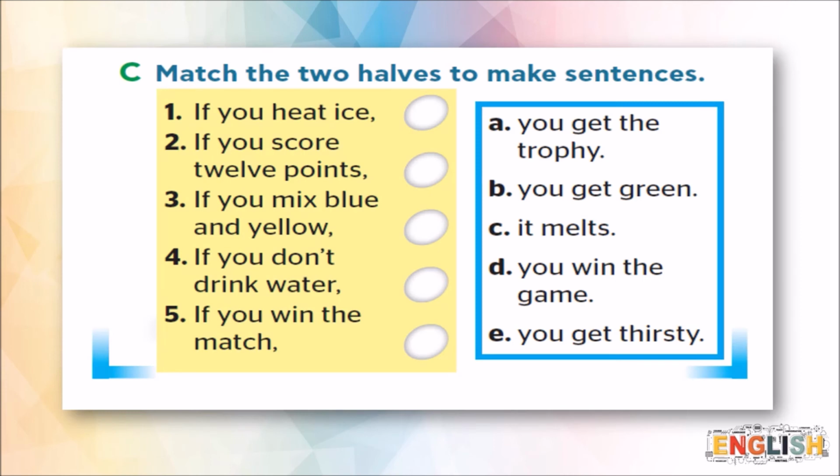Okay, let's move to activity C. Here you're going to match the 2 halves to make sentences. But before that, let's discuss the first example together. If you heat ice, excellent, the answer is C, it melts. So I'll give you now 5 seconds, then we will check your answers.